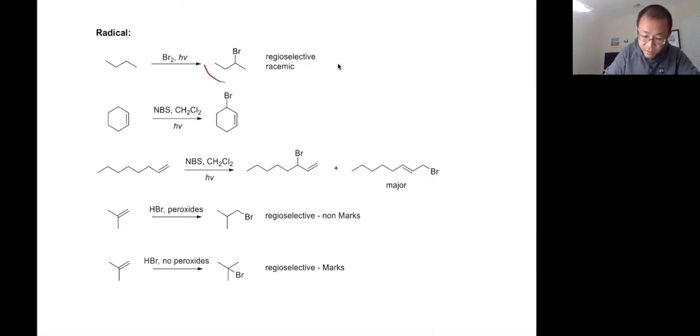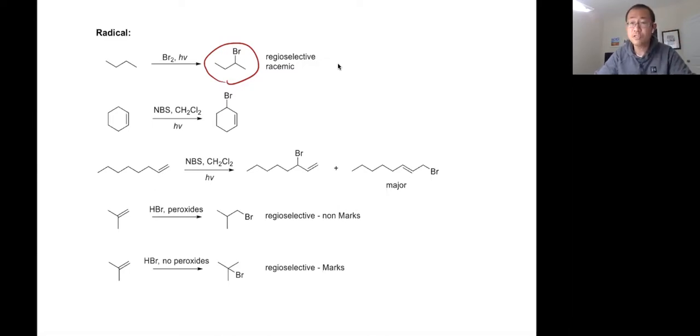I'll give you an example. In this case, the substitution happens on primary. I'm sorry, on secondary, because it's regioselective. Secondary radical is more stable. And number two, because the radical is sp2 hybridized.